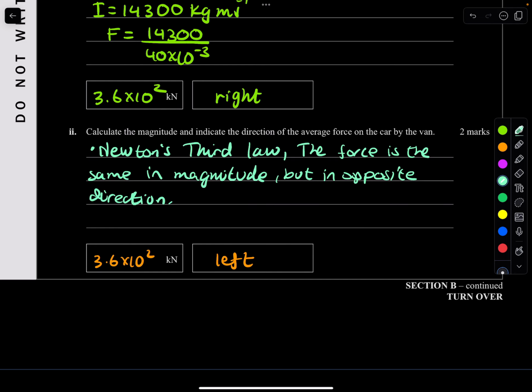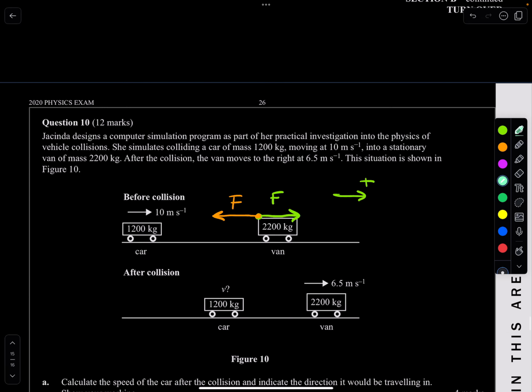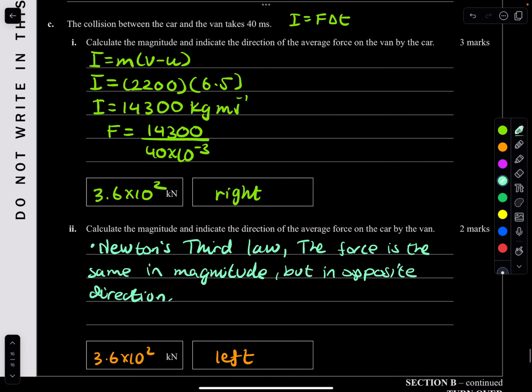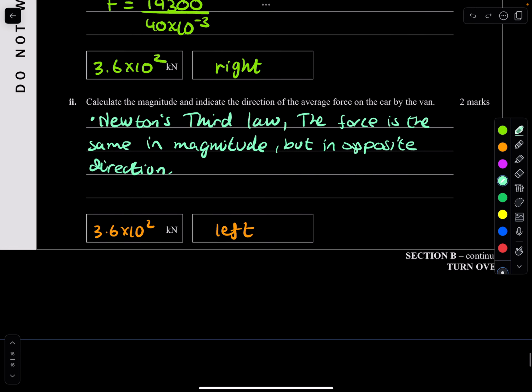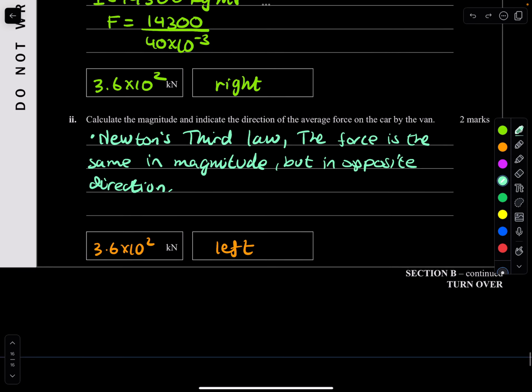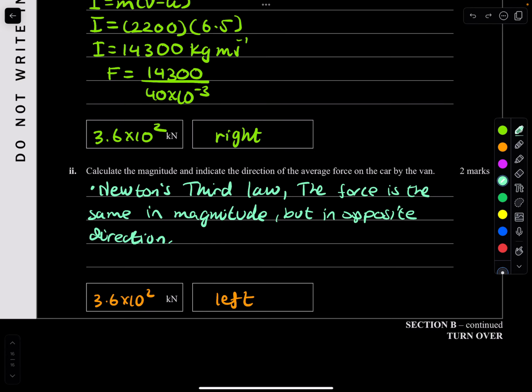And that's it. You can do more calculations if you want. For example, if you want to calculate that also, you can do the same as what we did. The time's the same, and it's just doing all this calculation, but for the car. And it will be the same overall. But yeah, just apply Newton's third law, and it should be much easier and quicker for yourself.